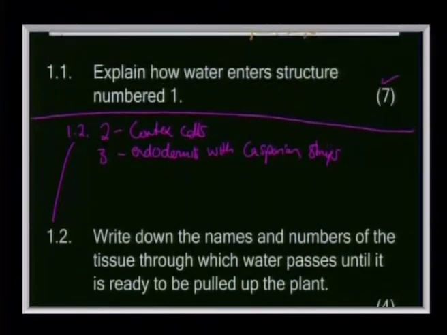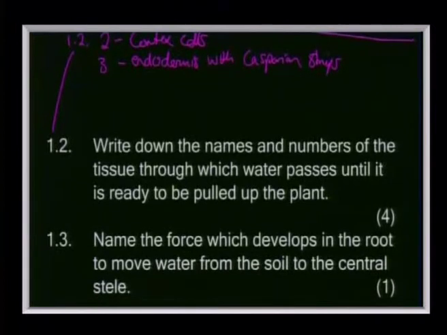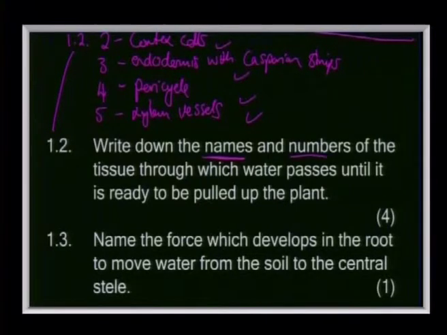Okay, let's just have a look at our diagram again. And then number 4, the pericycle, and then number 5, it's going to get to the xylem vessel. So number 4 was the pericycle, and number 5 was the xylem vessels. Okay, so there are your 4 marks. So 1, 2, 3, and 4. And if you didn't put the numbers, you would have only got half marks. Okay, but they wanted the numbers. You've got to read your questions carefully, and it says write down the names and the numbers.